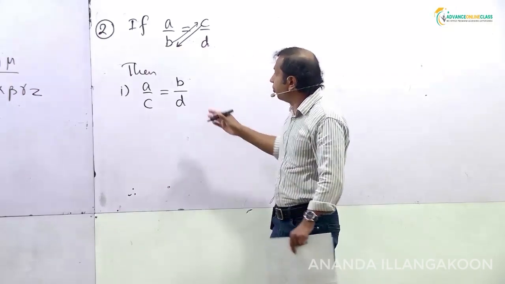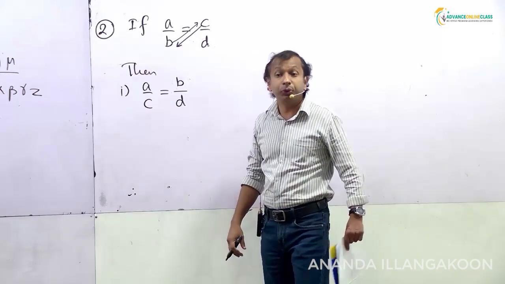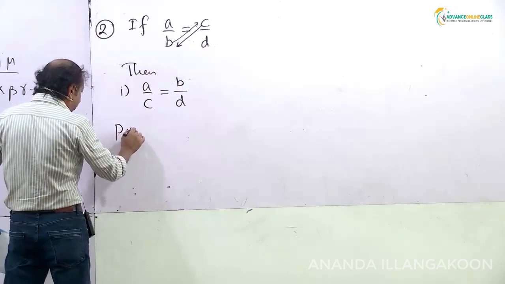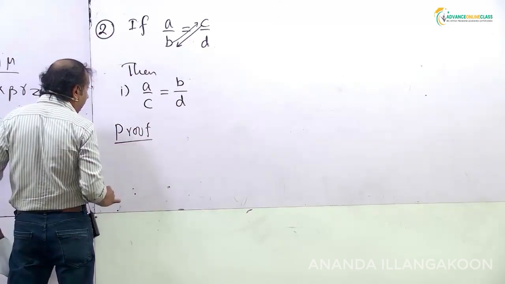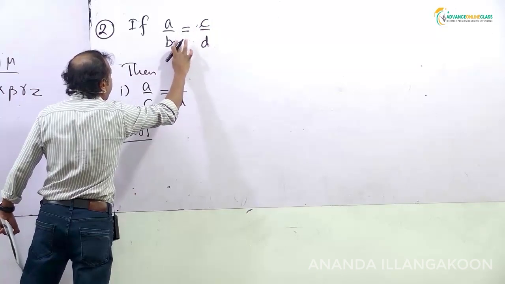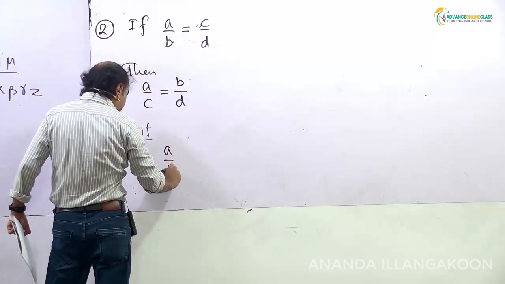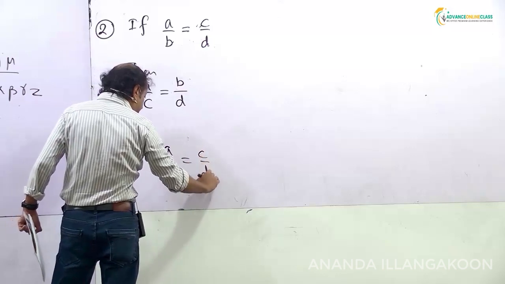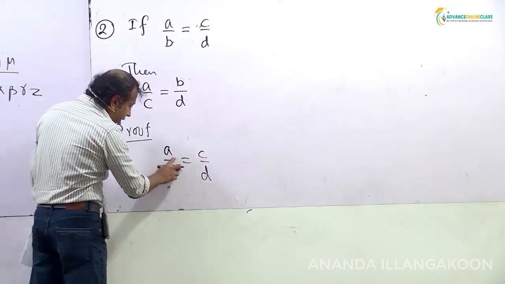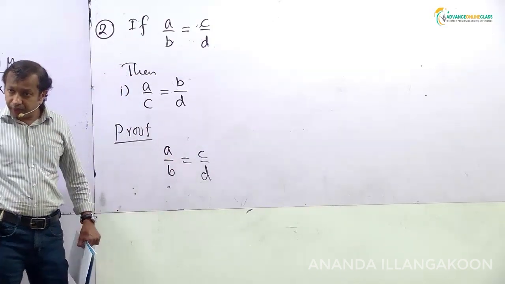So now, asked to prove this. How to prove this? Let's see. Proof. We do the proof like this. We start from here. A over B equals C over D, no? So I can bring this D here and B here. How? By the first proof we did already.